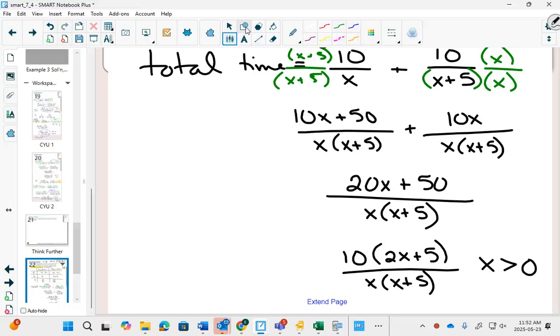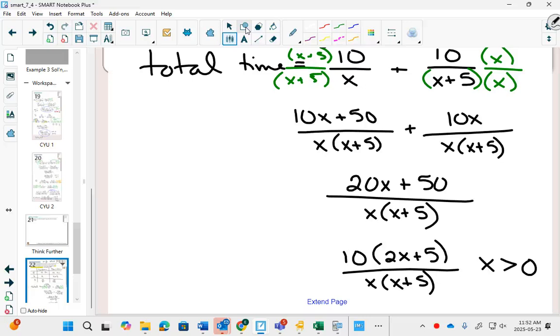Yes? The textbook doesn't simplify the... No, the textbook left it as 20x plus 50. I factored it to see if something else would cancel. Sometimes when nothing else cancels, you could leave it either way. But the factored form is probably preferred.